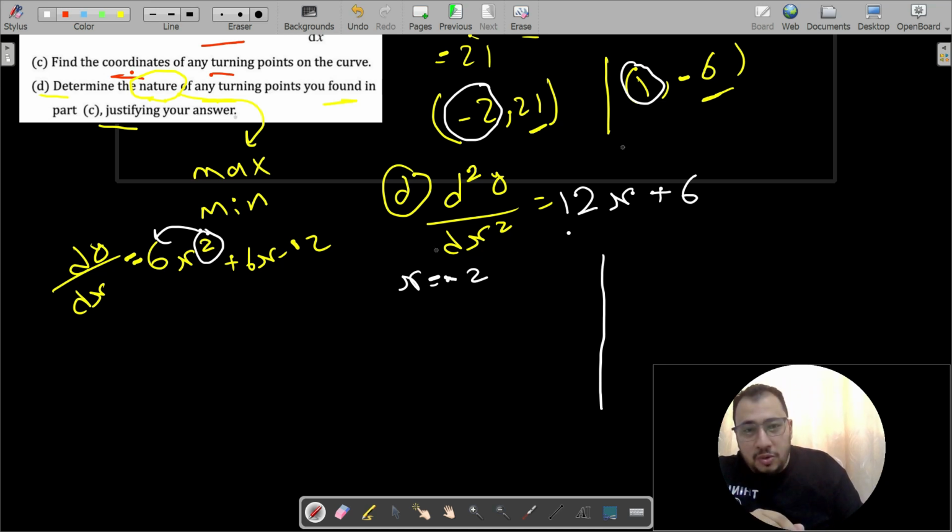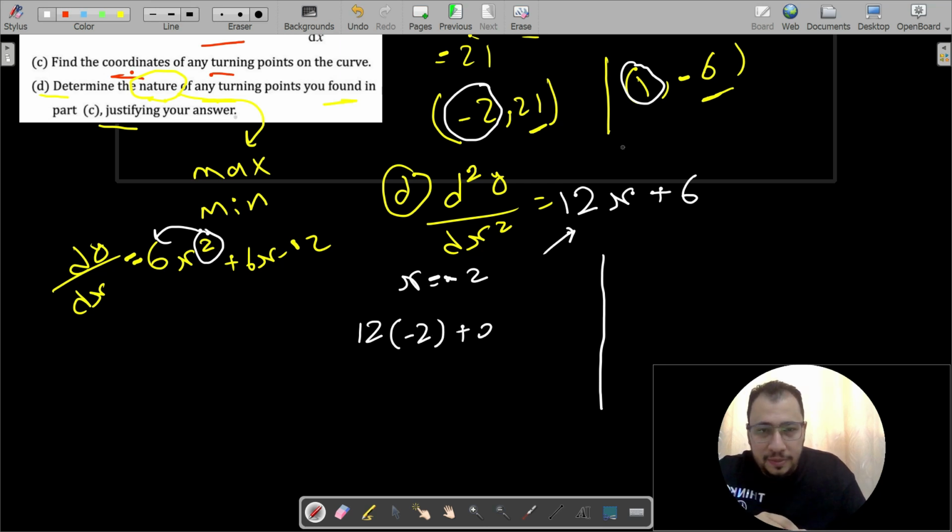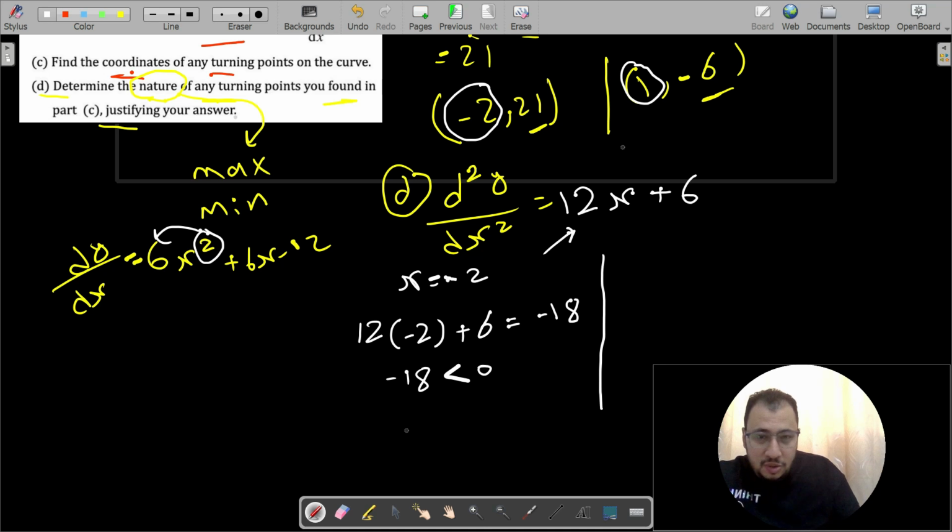Okay, so let's do that. 12, I'm substituting here, multiplied by negative 2, plus 6. Here the answer, negative 24 plus 6, is going to be negative 18. Negative 18 is less than 0. If the answer is less than 0, that's a maximum point.